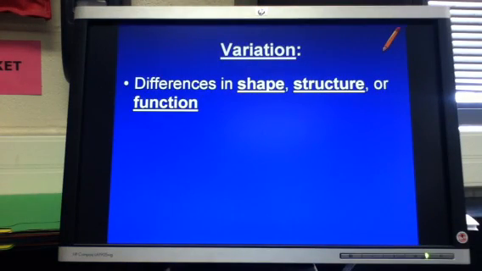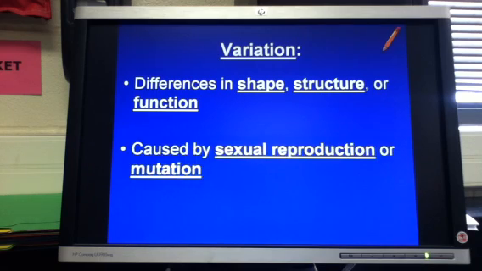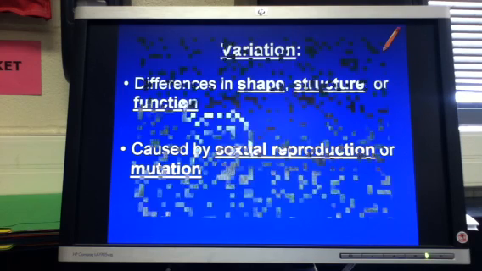Variation are the differences in shape, structure, and function of different organisms. It's caused by sexual reproduction, which we will talk about again later on before the end of the school year, or mutation, which can happen randomly or with a little bit of help, but in general they happen randomly.